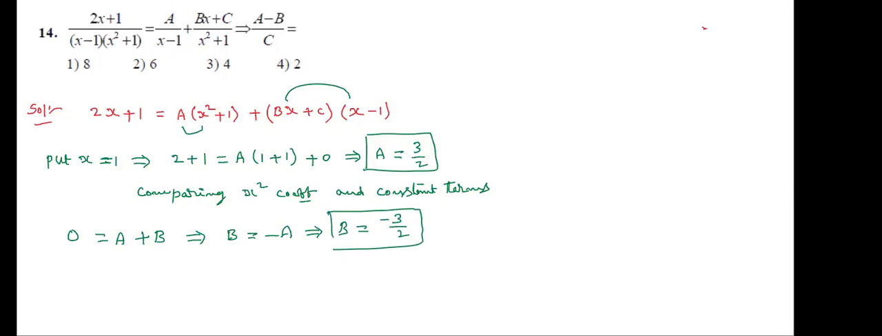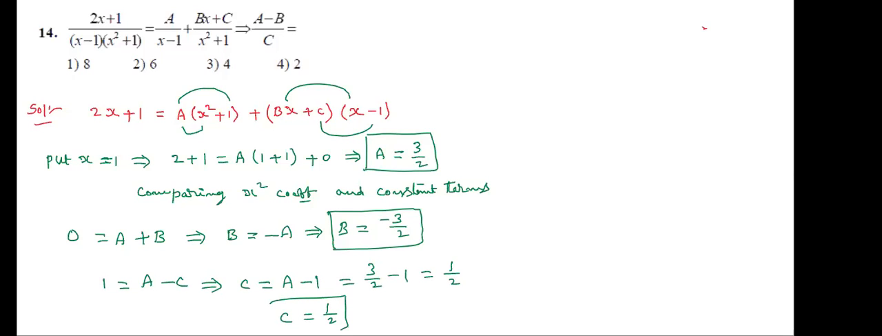Now compare the constant terms. Left hand side is 1. Right hand side, A into 1 is A, C into minus 1 is minus C. Now C is equal to A minus 1. A value is 3 by 2 minus 1. So what are we getting, students? 1 by 2. Finally, C value is 1 by 2.